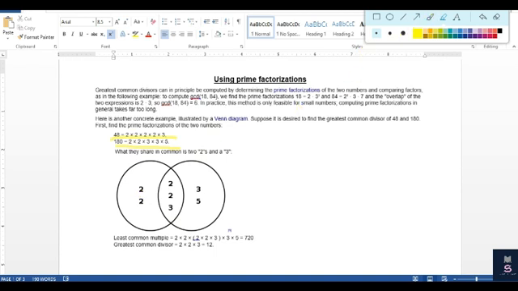Let's consider this one. Here 2 is common, and next 2 is common again, so 2 into 2 is common. Then here 3 is common. So the greatest common divisor is 2 into 2 into 3, that is 12.